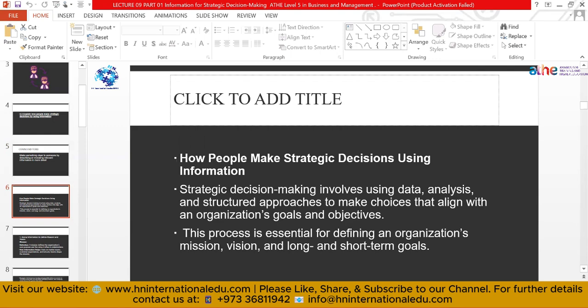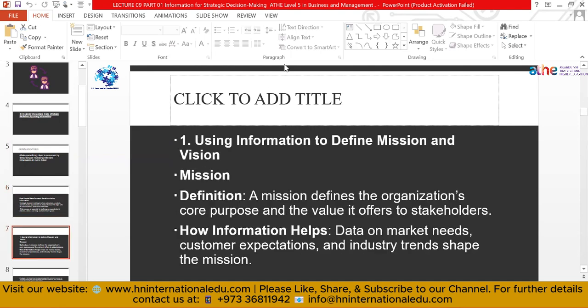The main reason to take a decision is also that whatever we are doing or we're going to do, everything must be aligned parallel towards the goals, objectives, and mission of the organization. This process is essential for defining an organization's mission, vision, and long and short-term goals, like everything: why you exist, what you think, how you're going to pursue further, and what are your long and short-term goals. All the points are from your indicative content.